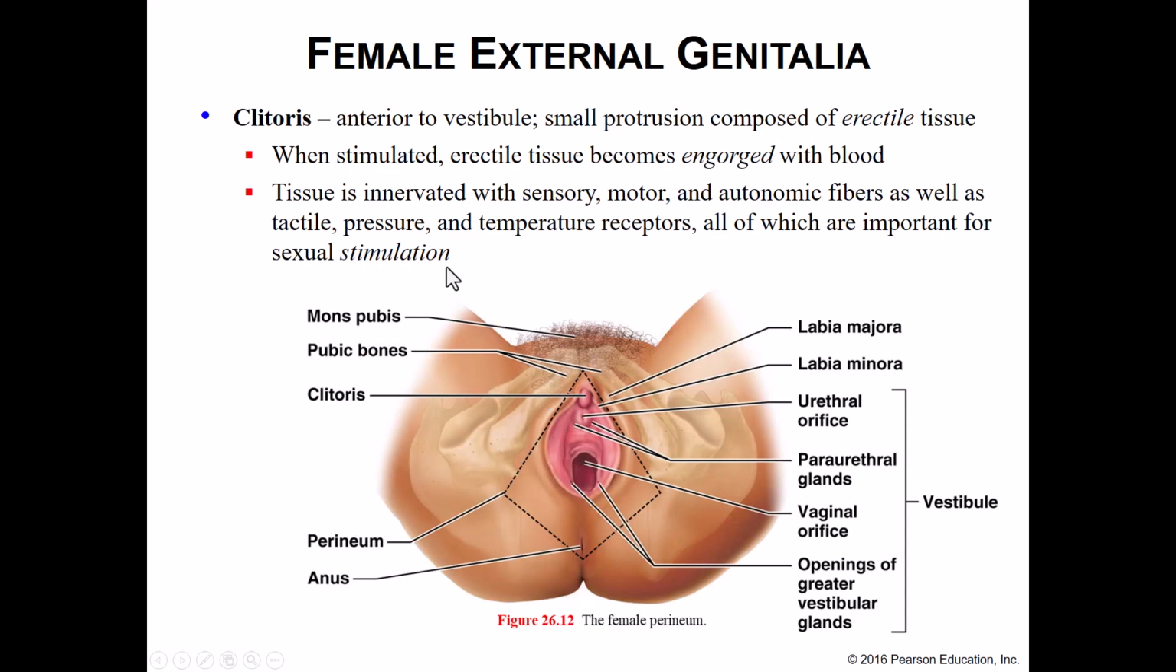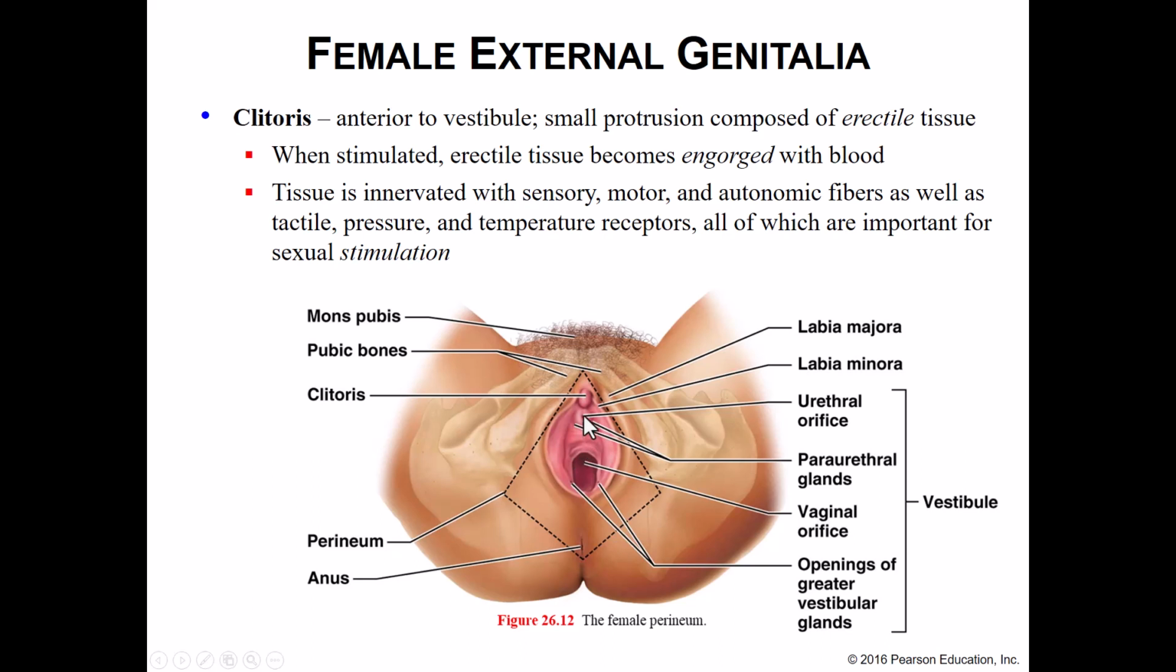External female genitalia. The fattened mound up here is the mons pubis. You have the pubic bones internally on either side. The clitoris is at the anterior. The labia majora are the outer lips. The labia minora are the inner lips of the vagina. The labia majora will have hair on it. The labia minora will not.